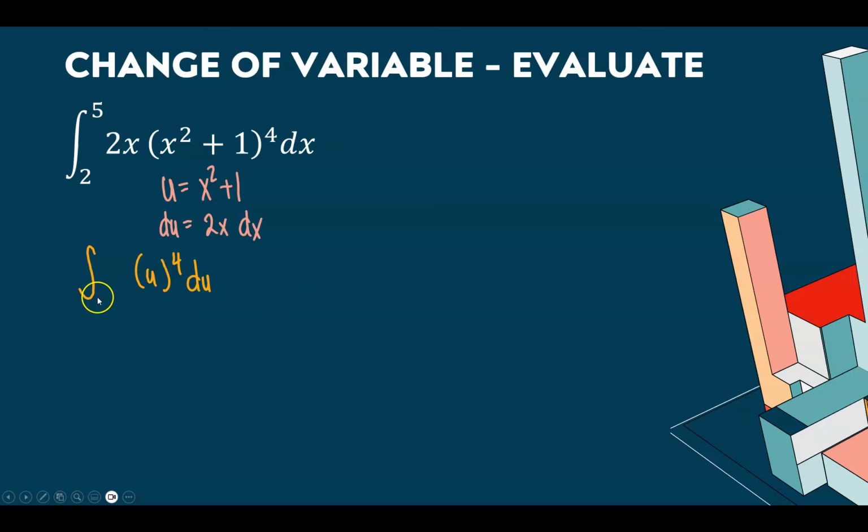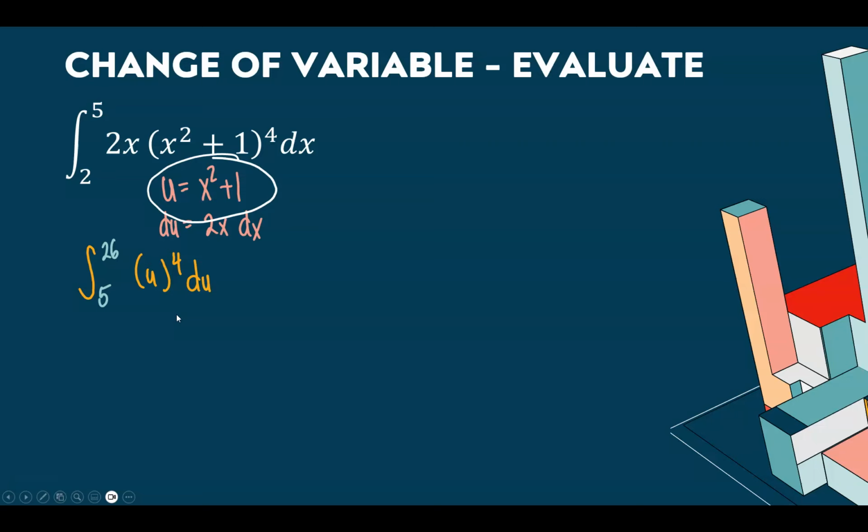So we can't put 2 down here, because that's x equals 2. So we put 2 into our converter. U is 2 squared plus 1, so 5. And the upper bound is 5 squared plus 1, so 26.